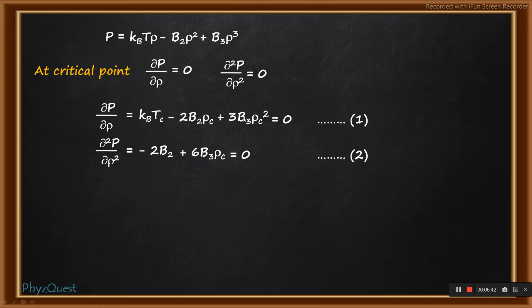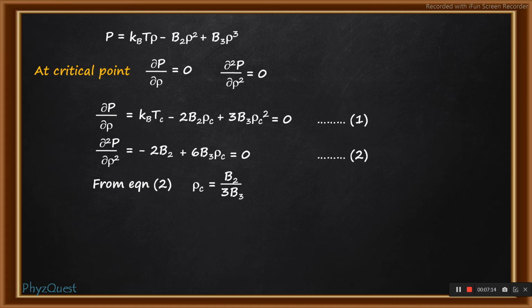Now from this second equation we can calculate the value of rho c. See, our purpose is to express all the critical parameters in terms of the constant terms, that is b2 and b3. So here from equation 2, rho c is equal to b2 divided by 3b3. So now we have got the value of rho c.